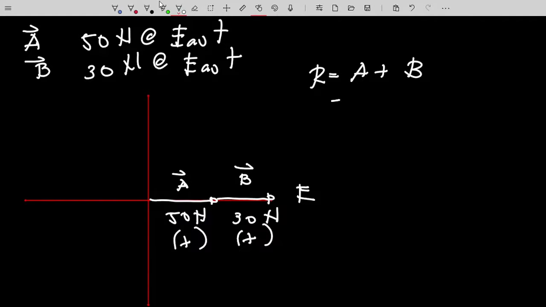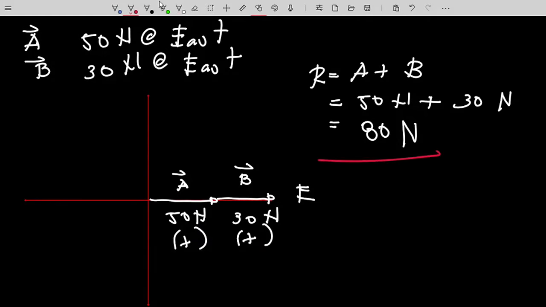And the value of your A is 50 newtons, and the value of your B is also 30 newtons. So we're just going to simply add this. So 50 plus 30 is actually 80 newtons. So this is actually the magnitude of our resultant force. So again, whenever you have two vectors that go in the same direction, we are just going to simply add them. Now let's try to have another example.